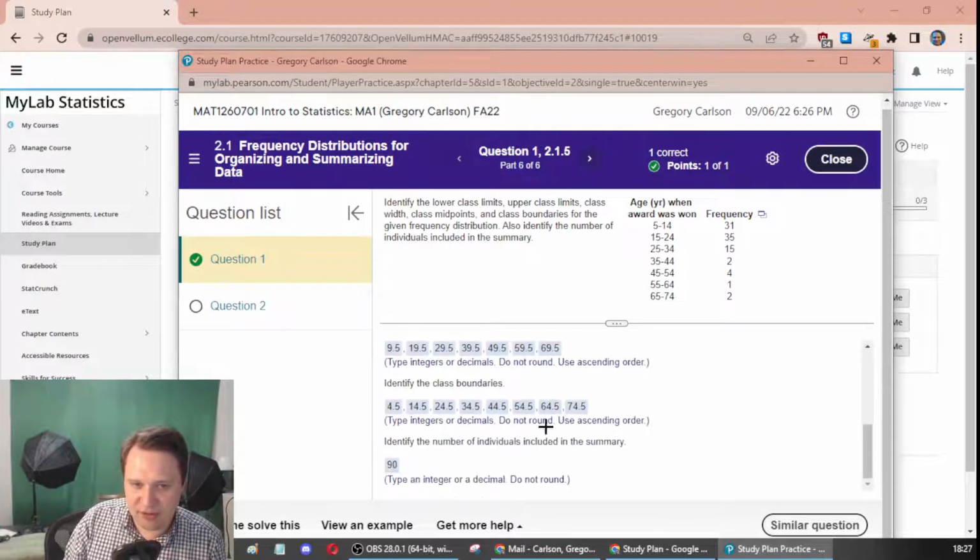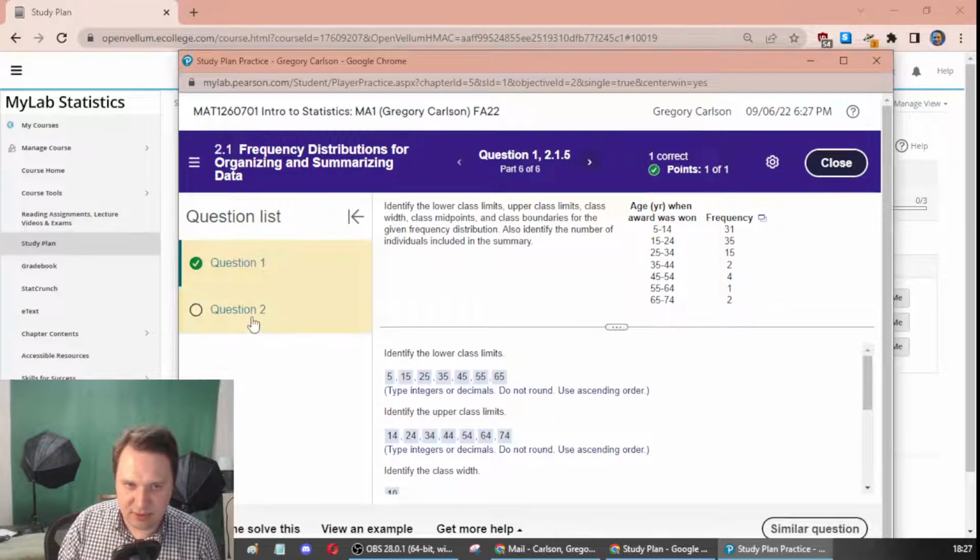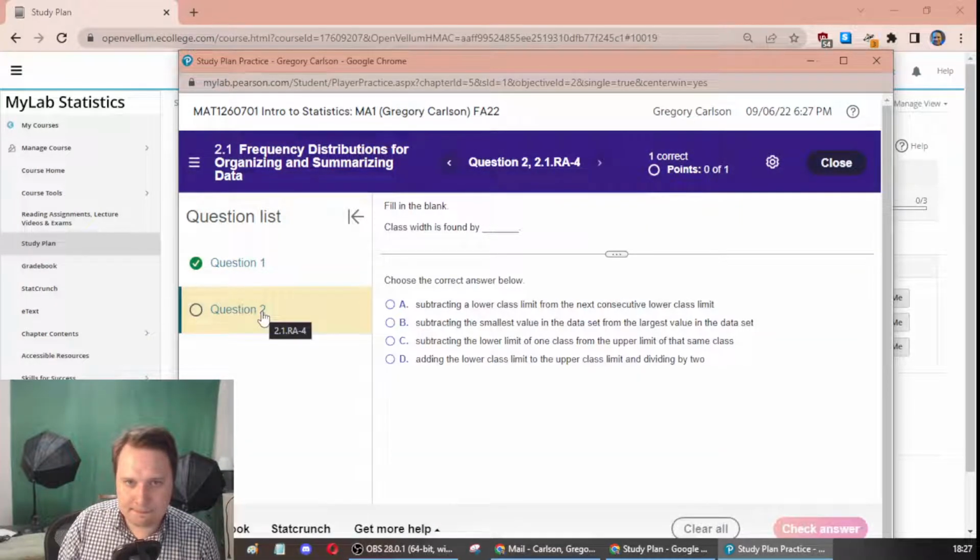I think the trickiest thing to get correct is these class boundaries. Just follow it how I showed you, and you should get it correct. And I know that's a multi-part question, so please email me if you have any questions. And I'll let you figure out the multiple choice.